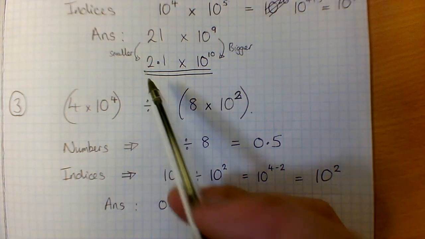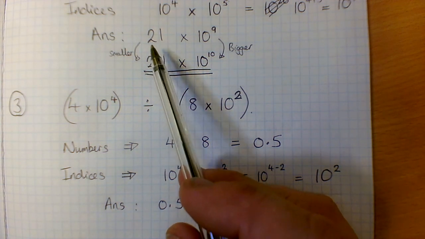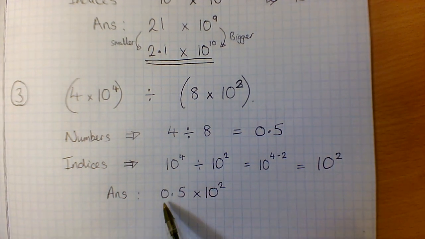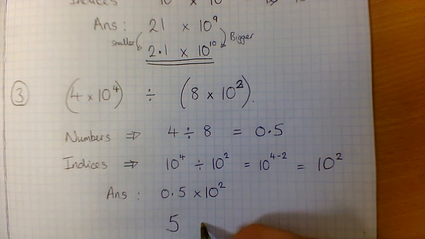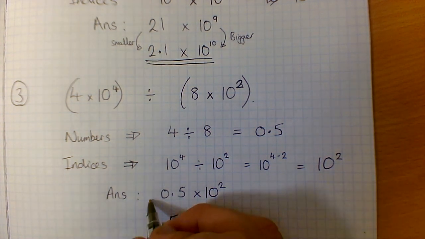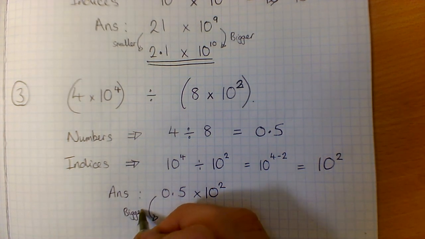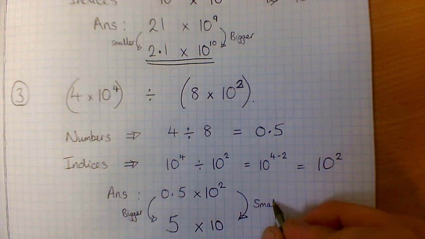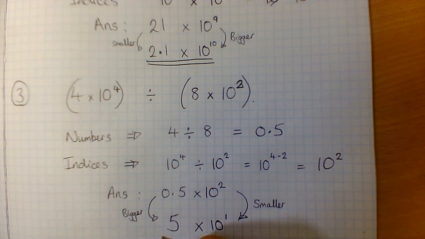Now in the same way as question 2, this isn't standard form because it's not between 1 and 10. So we have to make a number between 1 and 10 using 0.5. So it's going to be 5, still going to be times 10. Now in the same way, this time I've made the number bigger, so the opposite here, I need to make the indice smaller. So our answer is 5 times 10 to the power 1.